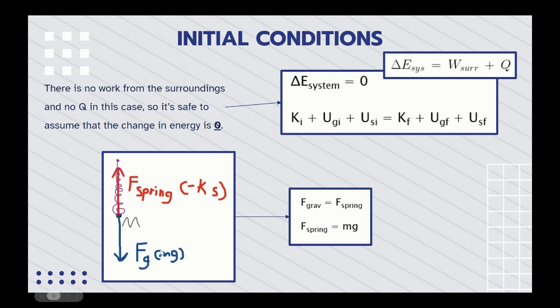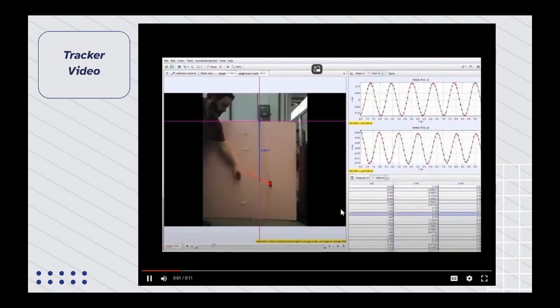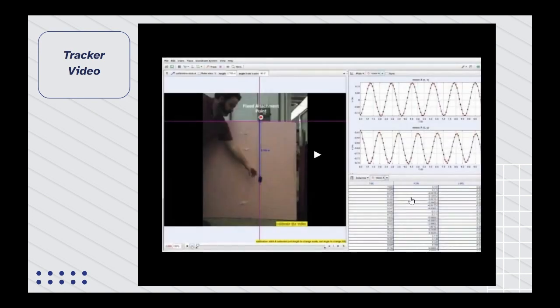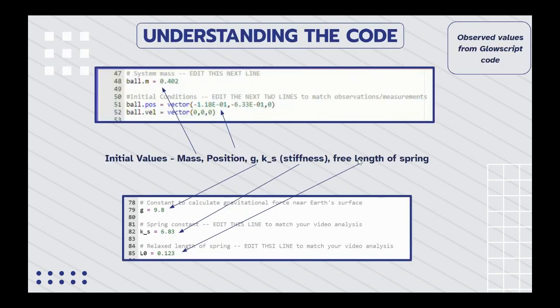This is a force body diagram, and the force of spring has the opposite direction of the force of gravity, but they are opposing each other and balancing each other, which means that the magnitudes of the force of spring and the force of gravity are the same. So we can conclude this. And this is our tracker video. This is the system that we are observing. We can see that the object is moving in oscillations. And so let's look at the code.